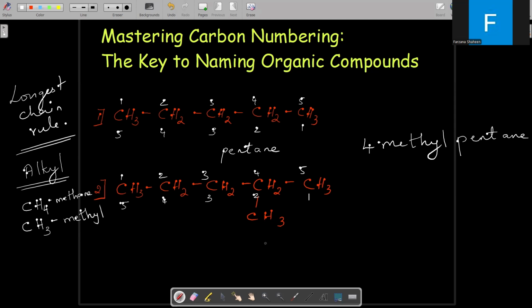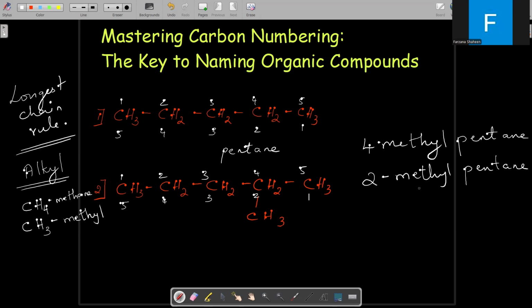So when I number it this way, I can give another name. I have another name for it. So the functional group methyl is attached to the second carbon. So it will be 2-methyl pentane. Now, I cannot have two names.